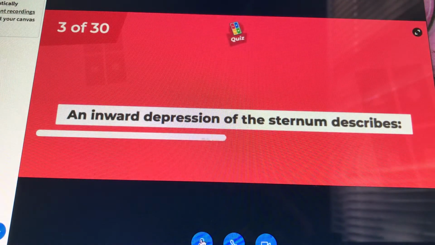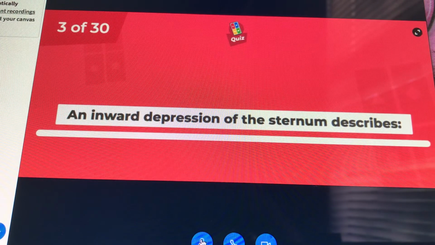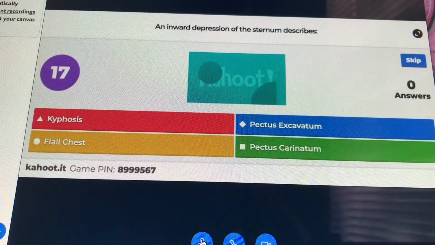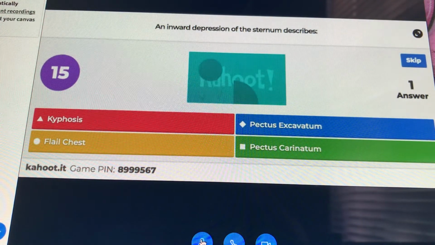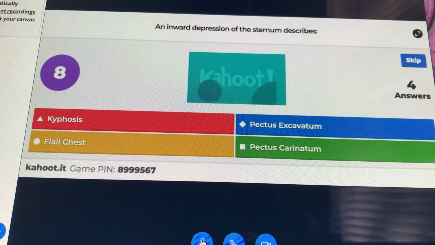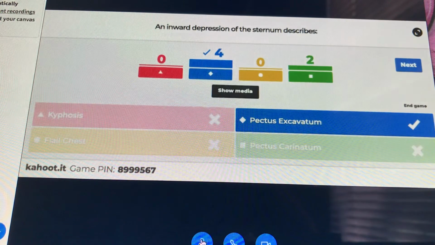All right, number 3, an inward depression of the sternum describes. That would be pectus excavatum. Think cave inward, versus pectus carinatum, which is the outward protrusion.